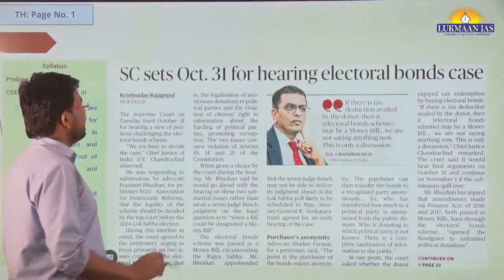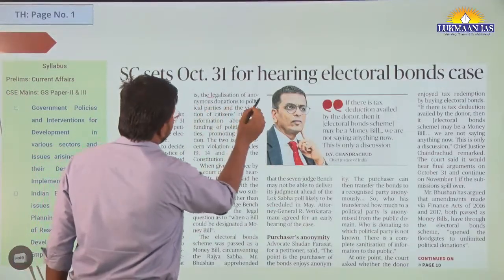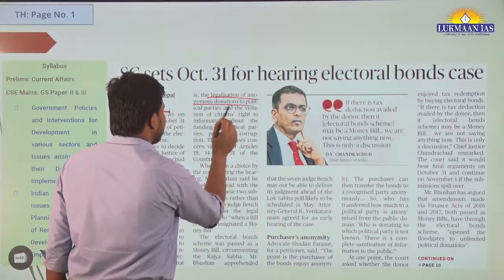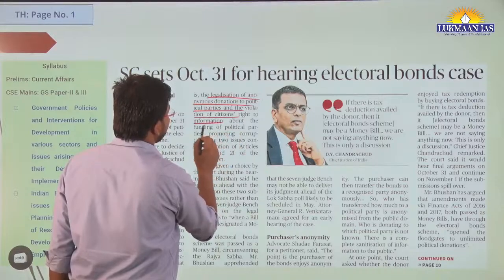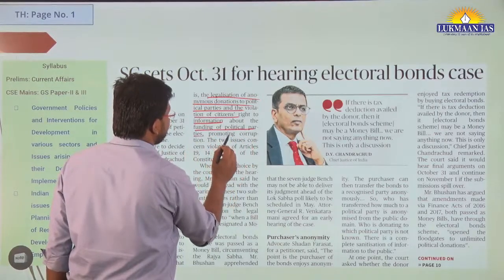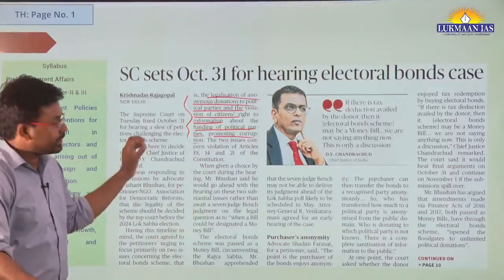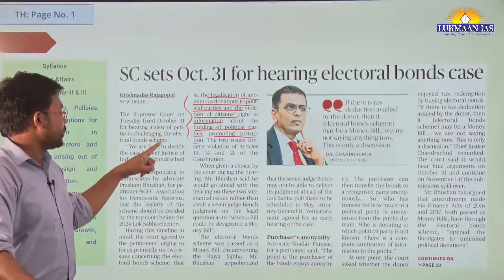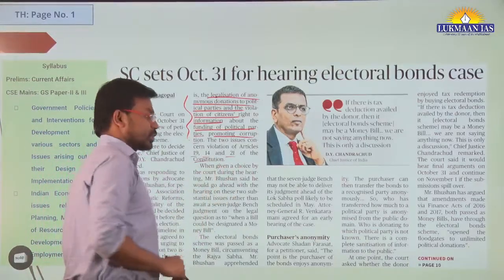So they say the legalization of anonymous donations to political parties and the violation of the citizens' right to information about funding of political parties, promotes corruption. Okay, so these are the key concerns of people, right? So the two issues concern violation of Articles 19, 14 and 21 of the Constitution.